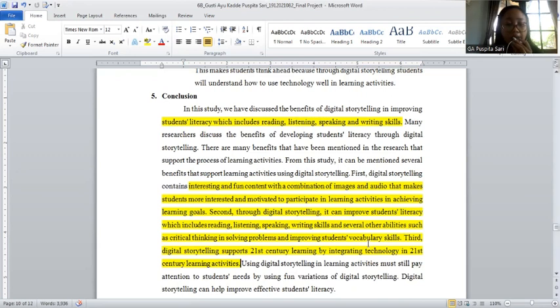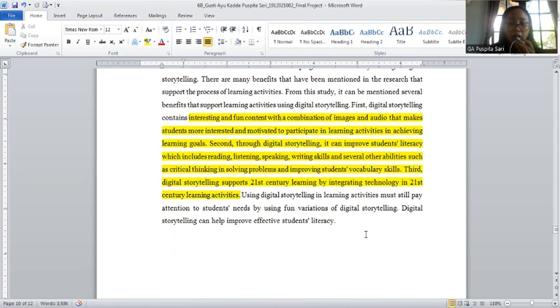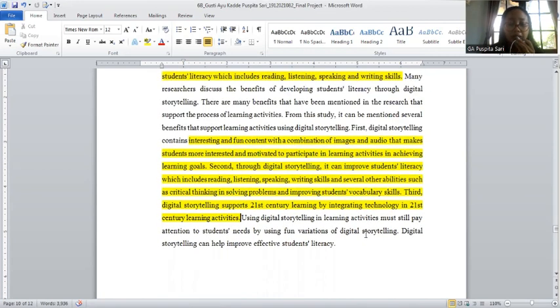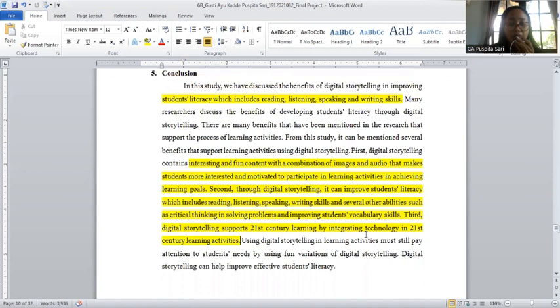The third is that digital storytelling supports 21st century learning by integrating technology. So the use of digital storytelling is very appropriate for improving students' literacy. I think that's all for my explanation and presentation about my article.